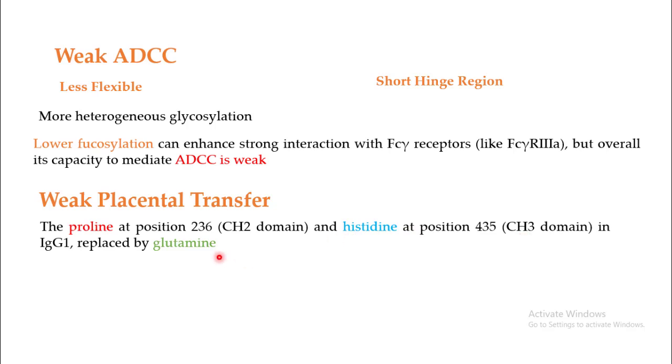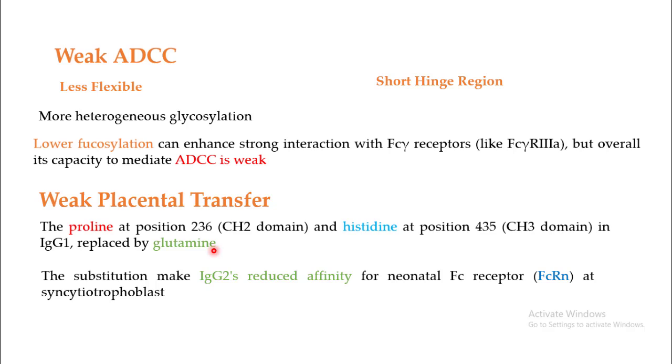So as you can see, there are different amino acids at these particular positions. In immunoglobulin G1, you see proline at 236 and histidine at 435, but in G2 these have been replaced by glutamine. This is one of the reasons that immunoglobulin G2 cannot strongly interact with the Fc neonatal receptor, and hence the transfer through the placenta is very weak.